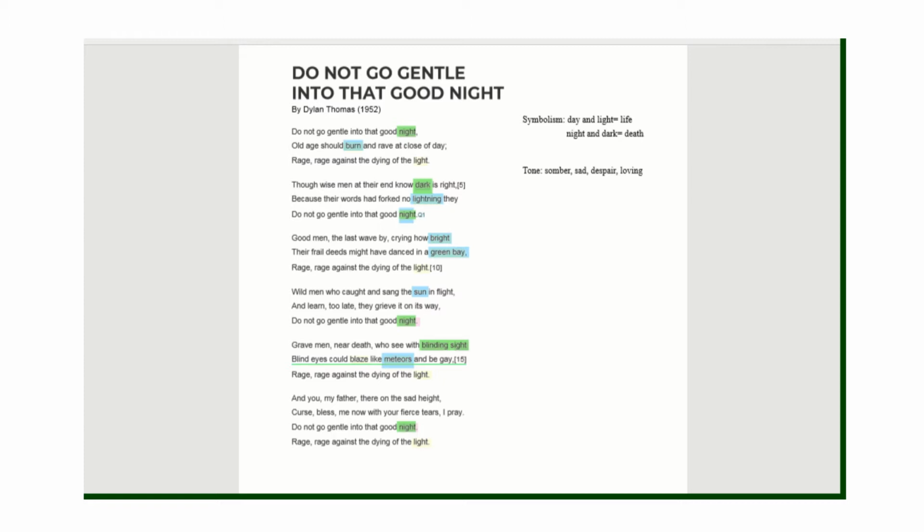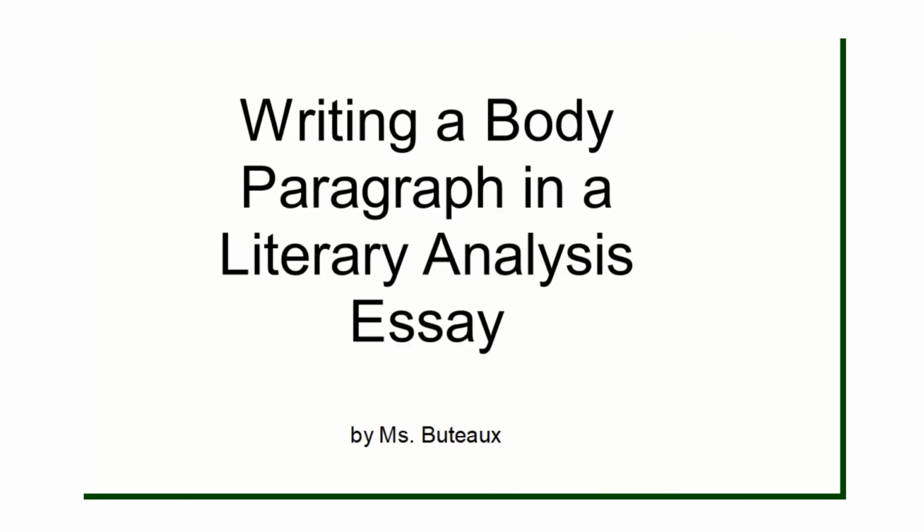So when you write your body paragraphs, today you're going to be writing a body paragraph about how he uses symbolism. Tomorrow you're going to write the body paragraph of how he uses tone. So today I'm going to show you how to write a body paragraph. Now in class we talked about how to do a CER paragraph, and I told you that you could really use that same model when writing a body paragraph. So we're going to go over that.